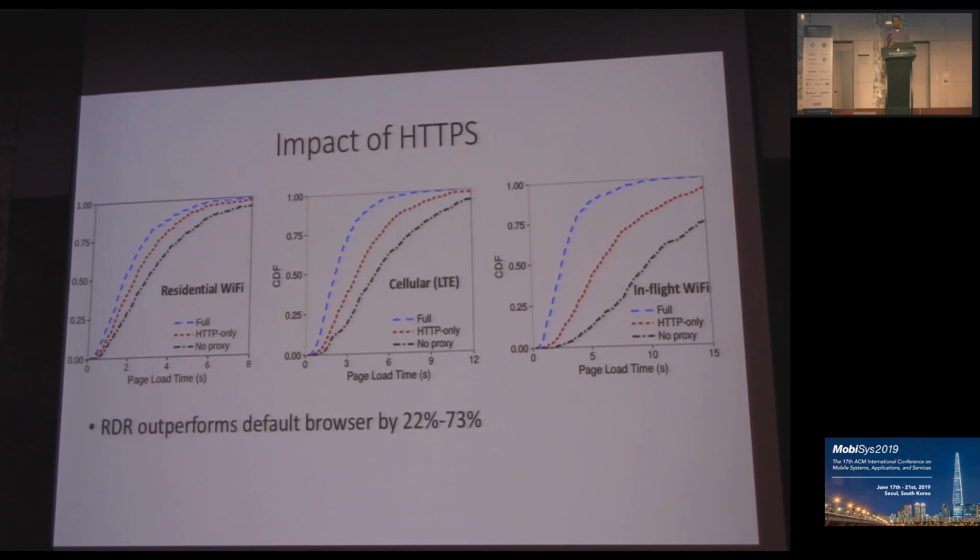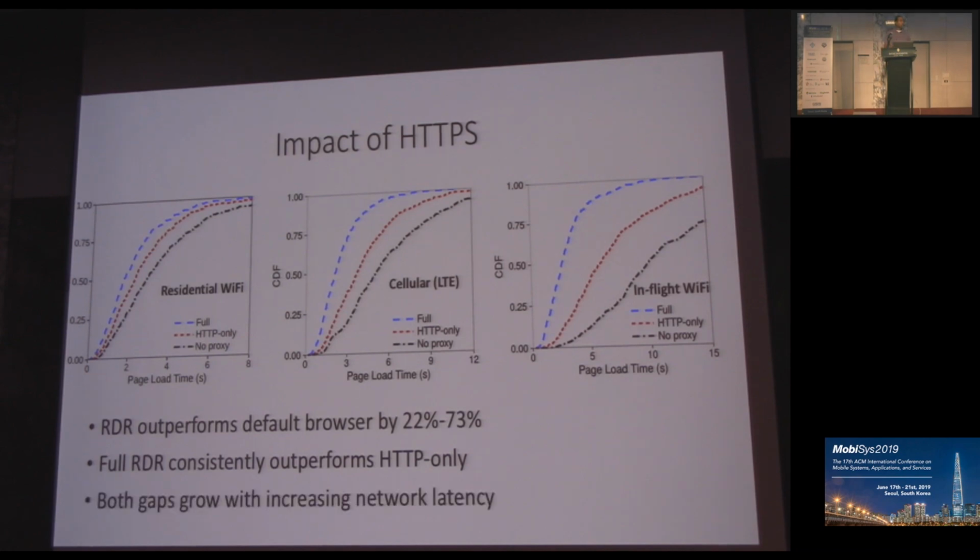So first, as you can see, both forms of RDR outperform the default page loads. And the reason is that they're able to reduce the number of costly round trips incurred over those slow mobile network links. Second, full RDR consistently outperforms HTTP-only RDR, providing roughly 1.5 to 2 times the benefits. And the reason is that full RDR is able to save a larger number of round trips by proxying all page content rather than just HTTP content. And both of these trends are more pronounced as network latencies grow, so as we move left to right in these graphs, because the benefit of saving each additional round trip is higher when the network latency is higher.